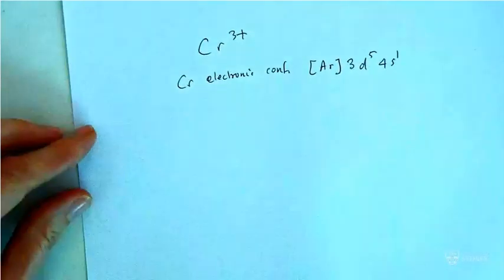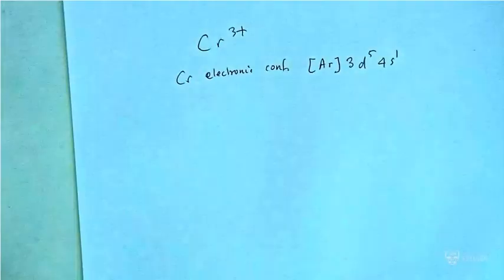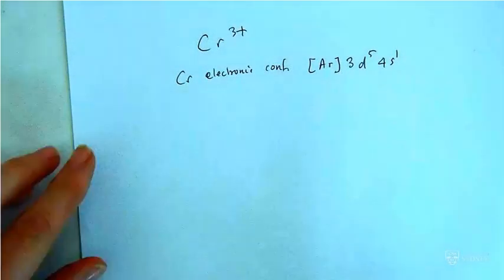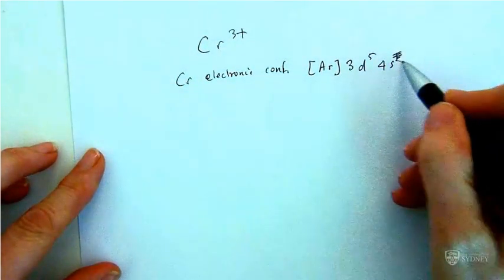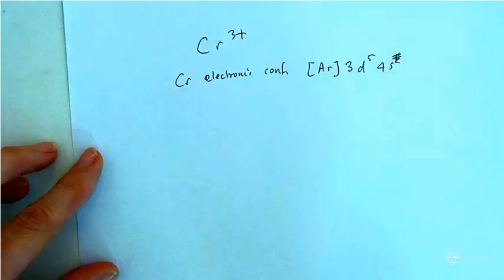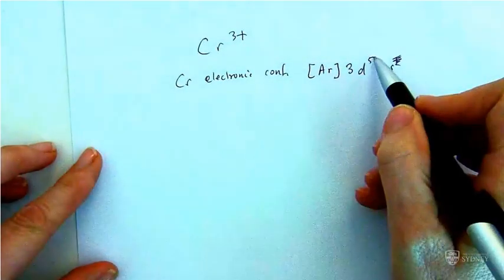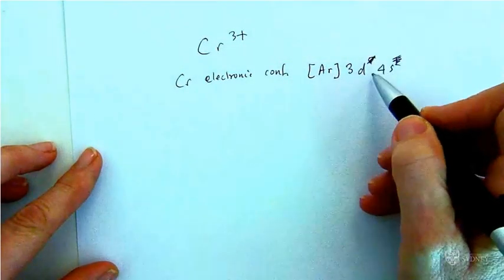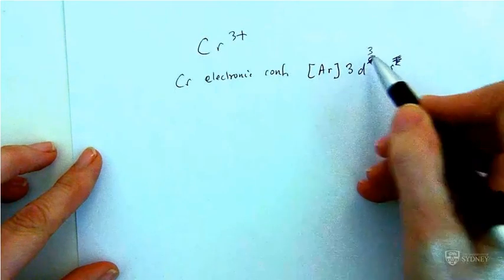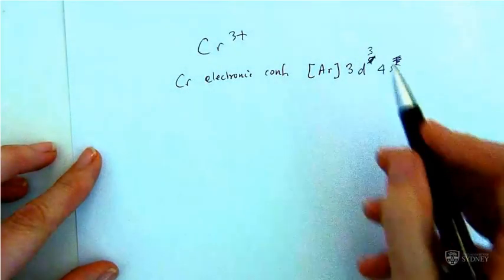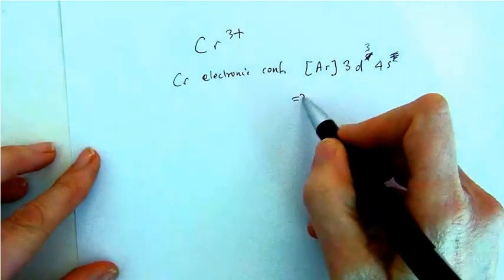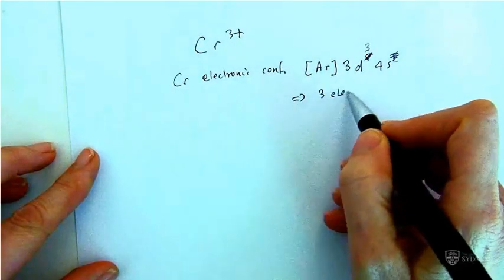So that plus means it's given away 3 of its electrons. Okay? So it will give away this electron, the weakest bond from the S state, and it will give away 2 of these D electrons, so it'll only have 3. Okay? So what you're dealing with is just 3 electrons in the D state. That's the first thing to realize.